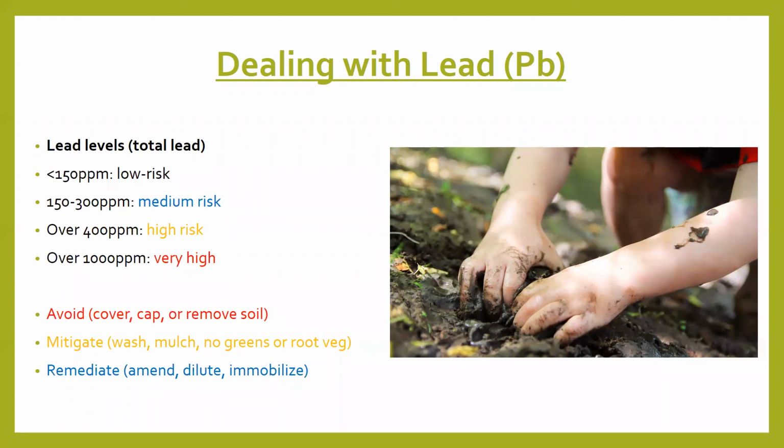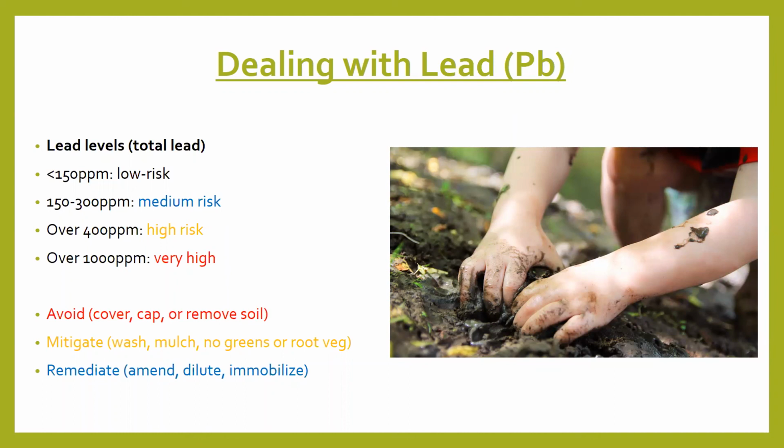Incorporate some compost, make sure the soil's healthy. You'll dilute that number a bit, and you can, generally speaking, feel comfortable growing as long as you wash your hands and wash your vegetables before you eat them. Medium risk is between 150 and 300, say, and there you might start to think about not growing lettuce or carrots or root vegetables and stick with things like tomatoes and bell peppers and other types of fruiting crops.